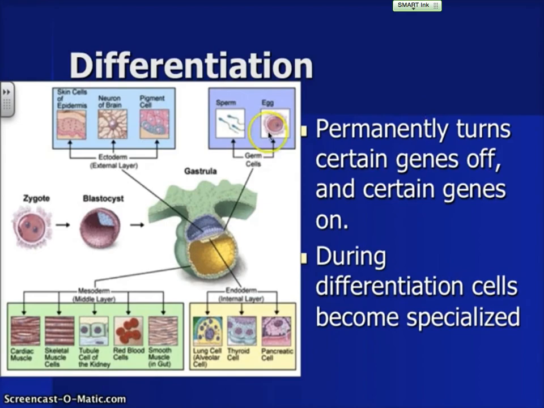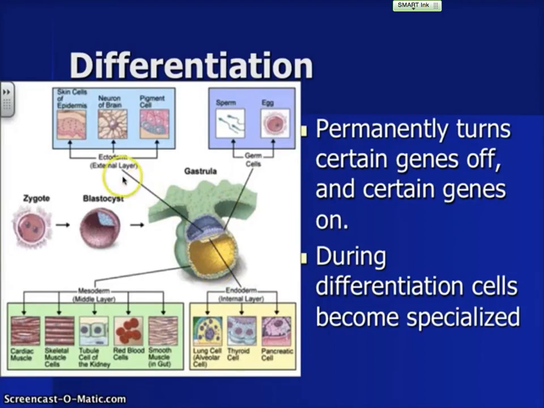You can see in the picture, we start with a zygote. Eventually it becomes something called a blastocyst, which is a ball of cells. And this blastocyst grows into a gastrula. You can see different layers here. So you see this yellow part, there's kind of a middle part here, and then the blue part. And each of these becomes a different layer of cells in the body.